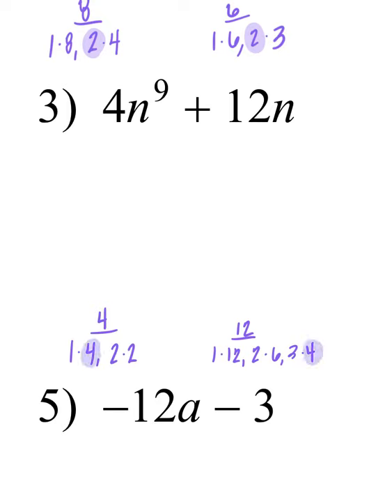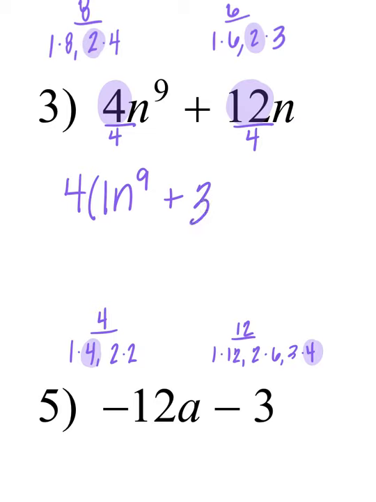And I'm going to go ahead and factor out my 4. I'm going to put it on the outside of the parentheses and divide each number by 4. And right now I'm only looking at the numbers. Everything else is just going to follow along. So 4 divided by 4 is 1, or I can just bring down the n to the 9th, plus 12 divided by 4 is 3, and bring my n down.